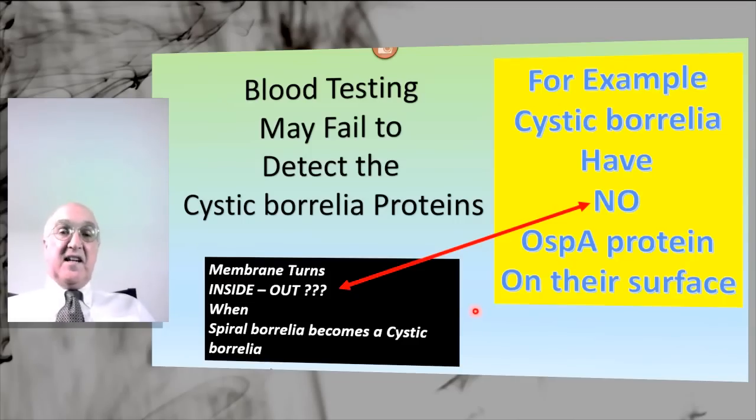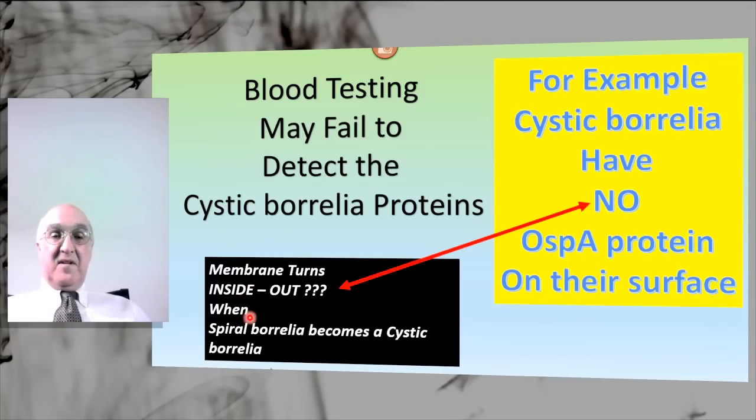Blood testing may fail to detect cystic Borrelia proteins. This is a shocker. It has been found that one of the major proteins of the spiral form is called outer surface protein A. That's one of the major things that's looked for in blood testing for antibodies in Lyme disease antibody testing labs. Cystic Borrelia have no protein A on their surface. That means if there is no protein A on the surface, there is no opportunity for an antibody to see protein A and to make an antibody to protein A, which means that the membrane is probably turned inside out, and we can see the protein A is now on the inside of the cyst.